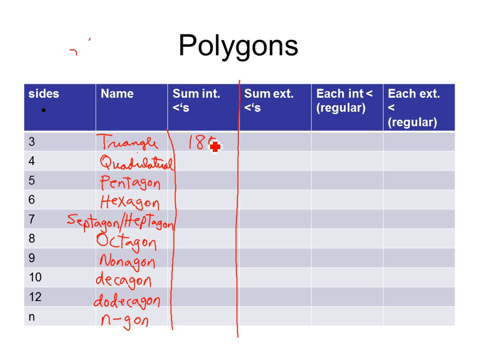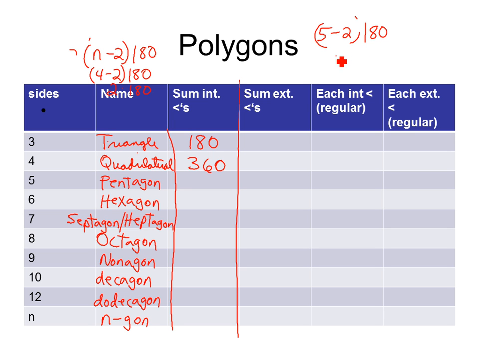Now, to figure out the rest of them, we really don't have to use that formula every single time because there's going to be a pattern. Once we figure out the pattern, then you could just go by the pattern. Four-sided, so in place of n right here, we put in 4. What is 4 minus 2? 2 times 180? 360. So the sum of the 4 angles of any quadrilateral is always going to be 360. If we do 5 minus 2 times 180, that'd be 3 times 180, which is 540.